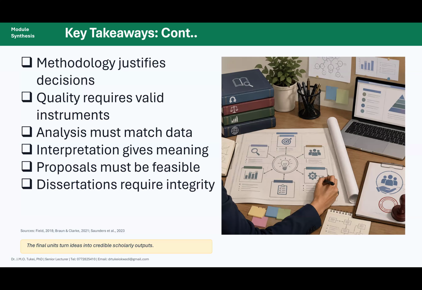Methodology determines how evidence will be generated. Data analysis determines how that evidence will be organized and interpreted. Colleagues, proposal development tests whether the intended study is coherent and feasible. Dissertation writing and publication communicate the contribution, especially chapter 5, which is talking about summary, discussion, the conclusion and contribution. All of this is very, very important.